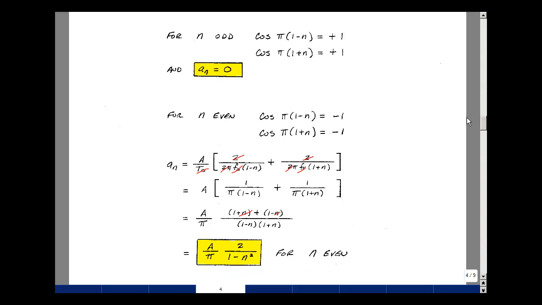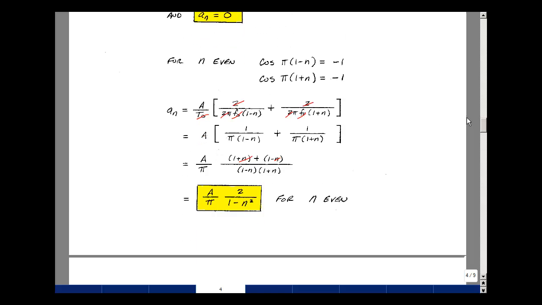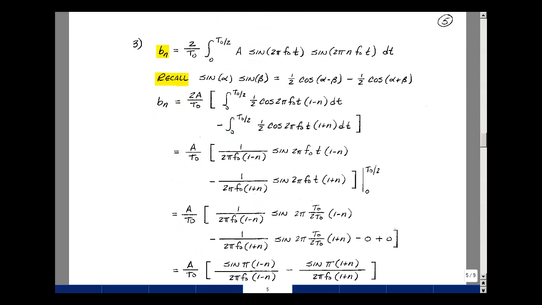Now let's go and calculate the value of b sub n. The value of b sub n in the Fourier series is 2 over t0 times the integral over a period of our function times the sine of 2 pi n f naught t. Our function is non-zero between 0 and t0 over 2, and our function was equal to A times the sine of 2 pi f naught t. Now here we've got a sine times a sine. We'll grab our trig identities again.